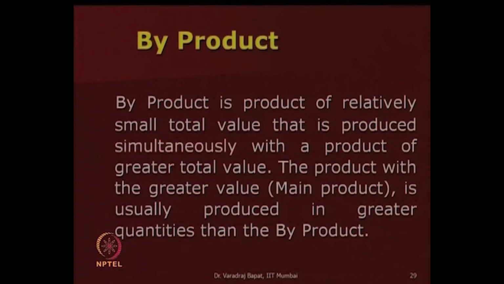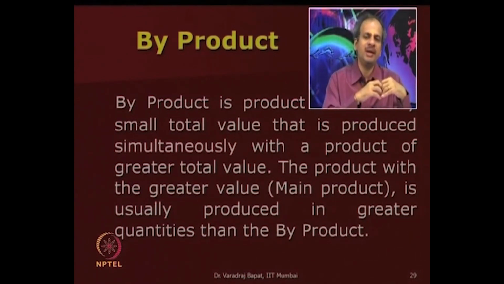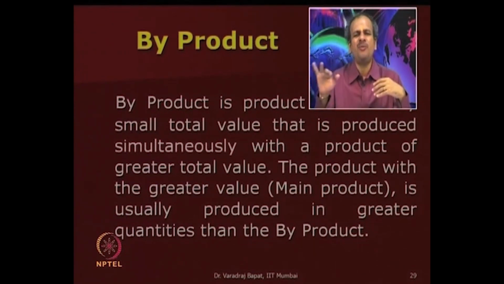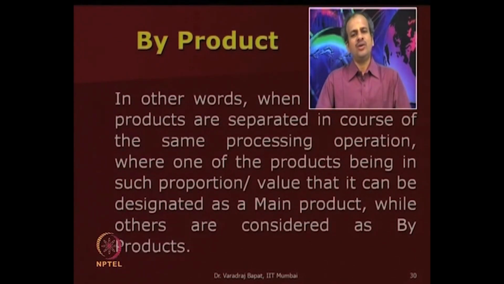Now what happens is sometimes from the same process more than one product emerges, but they are not of equal economic importance. So one product is very important. In such a case, that one important product is called the main product. Other products also emerge, but they are of subsidiary importance. They are not so important. Then those products are called byproducts. So can you think of some example of a byproduct?